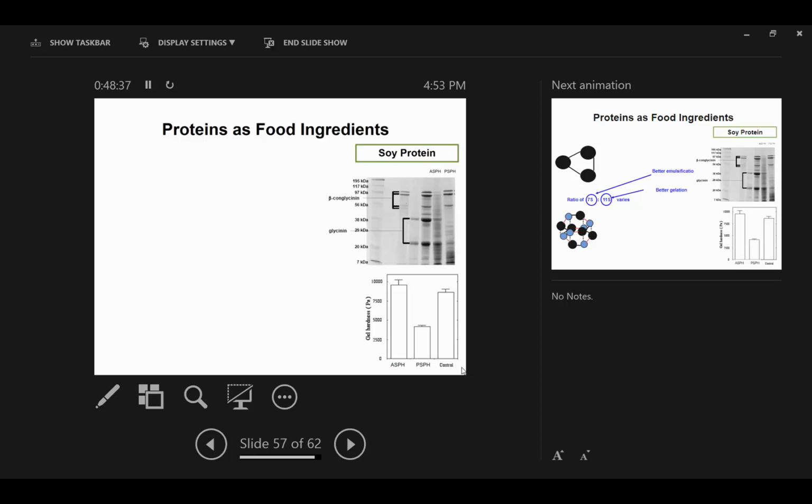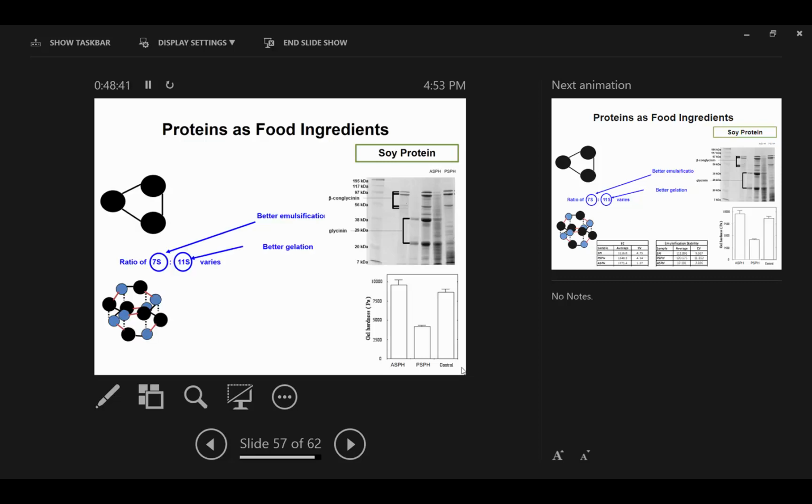Are they going to be soy protein hydrolysate? No. So like I said earlier, soy protein has two main subunits. The 7S is better for emulsification, and the 11S, which is the glycinin, is better for gelation.